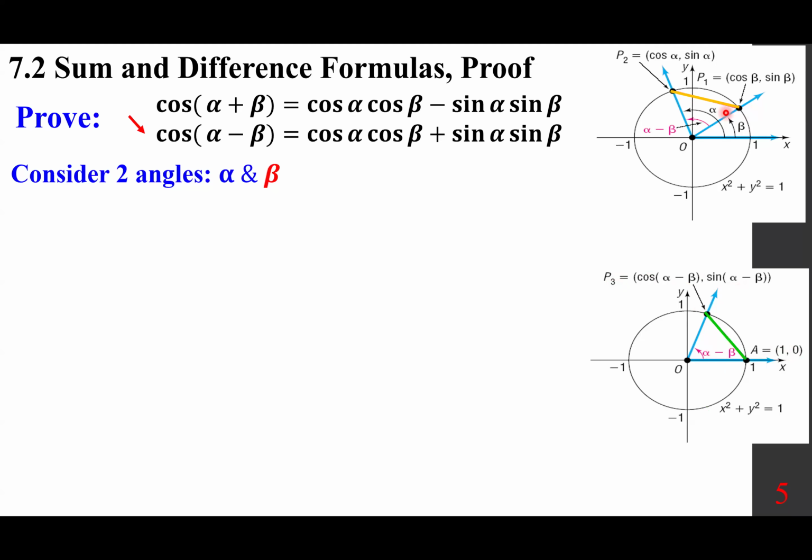Notice this chord covers the same distance. In other words, the distance from A to P sub 3, this distance in green, is the distance from P sub 1 to P sub 2, right here. This is point P sub 1, this is point P sub 2. And we are going to use the distance formula to evaluate this.